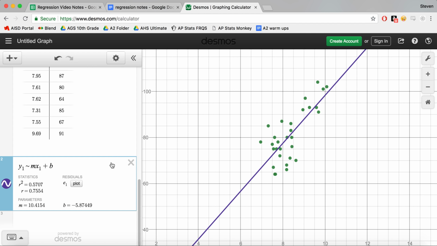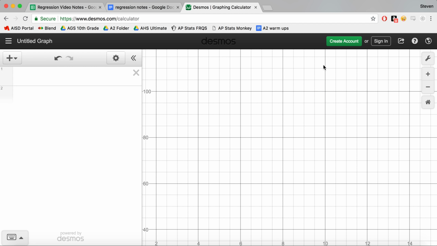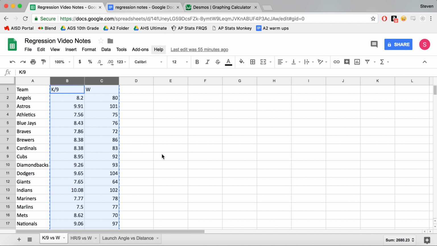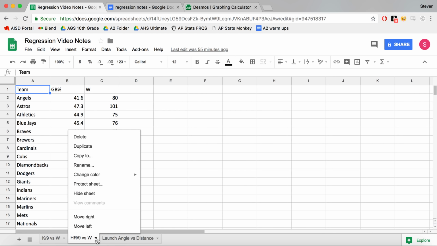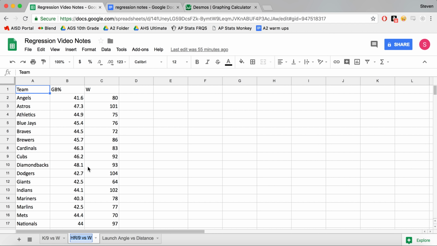Okay, now we're going to get rid of this stuff and look at another data set. If we go back to this sheet, now we're going to look at home runs per 9 versus winning. Oh wait, I changed it. We're looking at ground ball percentage versus wins. I'm going to rename this sheet ground balls versus wins. This represents the percentage of times that pitchers got the other batter to hit a ground ball.